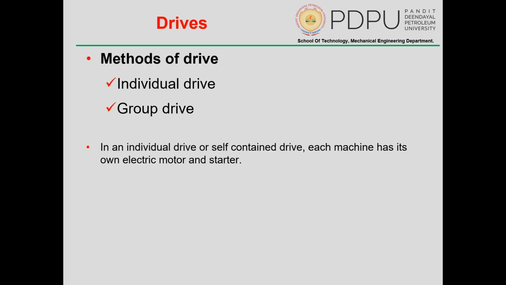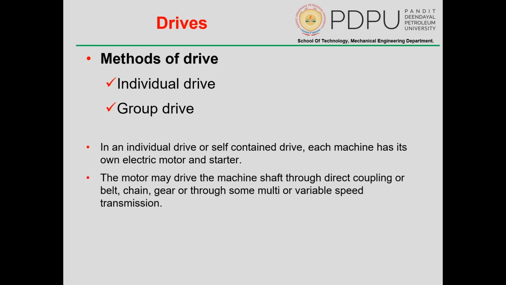Moving ahead to the actual topic, we first have to talk about drives. Drives are nothing but the prime mover which is actually running the machines, and there are two types in which we can drive, called the individual drive and the group drive. As the name suggests, the individual or self-contained drive has a machine with its own electric starter or motor. The motor may drive the shaft through direct coupling, belt, chain, gear, or through some multi-variable speed transmission.